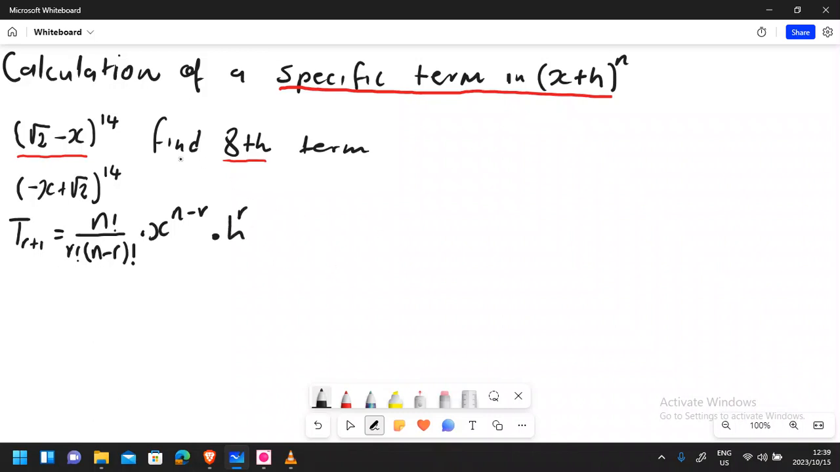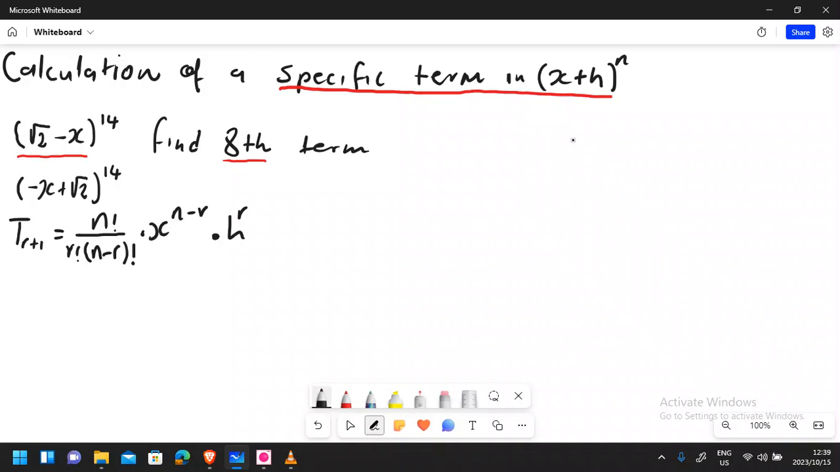If you don't remember this formula, I explained it in part 5 of this playlist. I'm going to leave the video on the icon on top of this video. Click on that icon so that you can understand what these values n, r, T, x and h stand for, and where we use them.